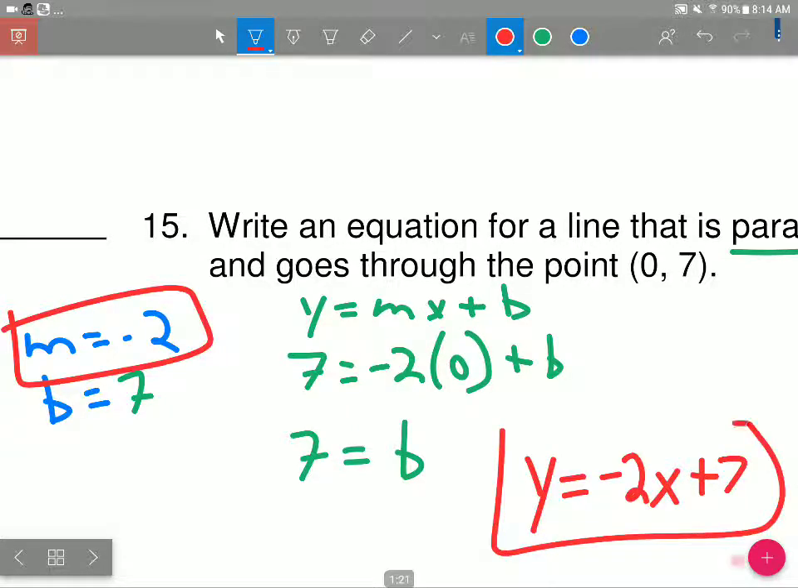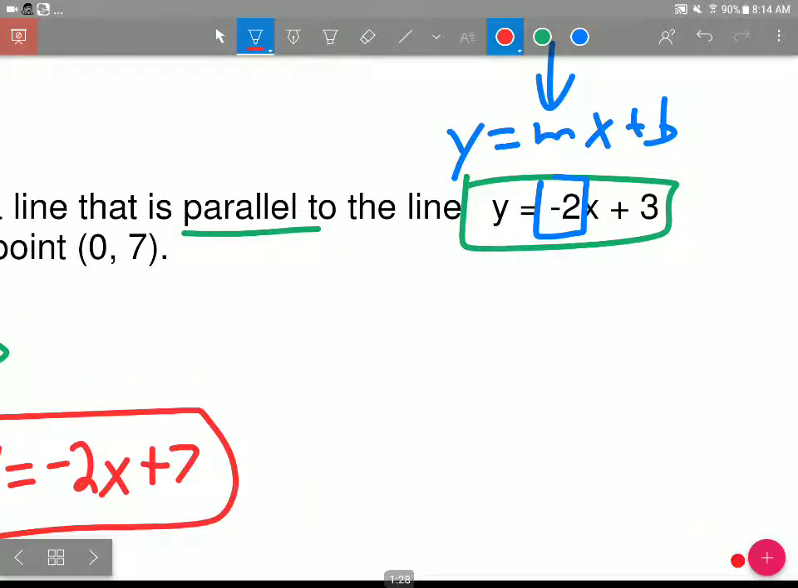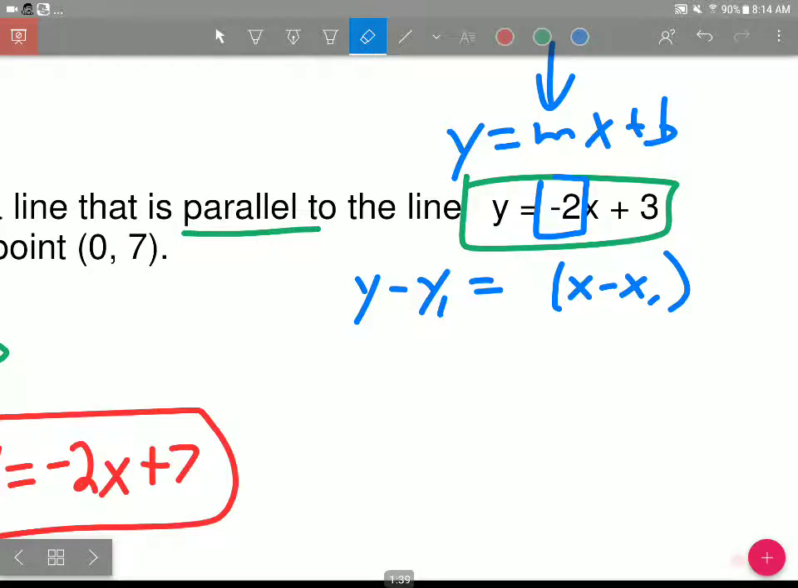and that's your answer. All right, the other way of doing this is your point slope form, which some students really like, some students really hate. That is your y minus y1 equals m times x minus x1. Remember, these two are your point. This is your x variable, this is your y variable. Don't plug anything in for those ones.